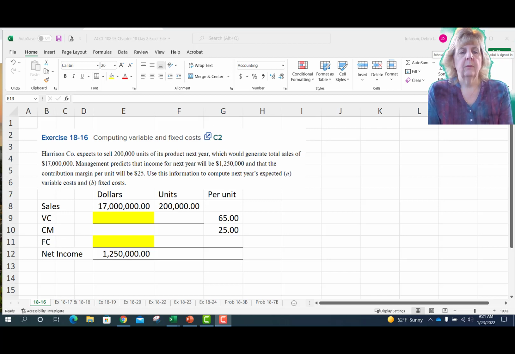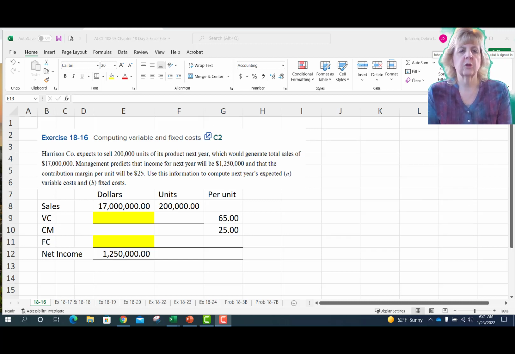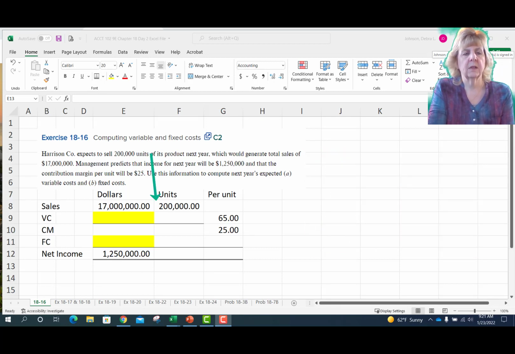This will serve as a review of what we started last time. Let's read the problem together and review the concepts of what this transformed managerial income statement looks like. It says Harris Company expects to sell 200,000 units, which would generate sales of $17 million. Management predicts that income next year will be $1,250,000 and that the contribution margin will be $25.